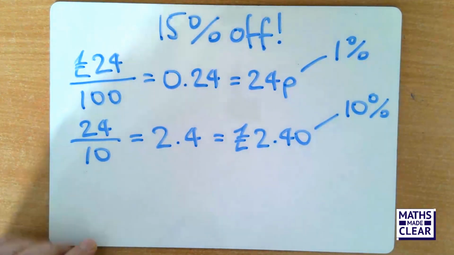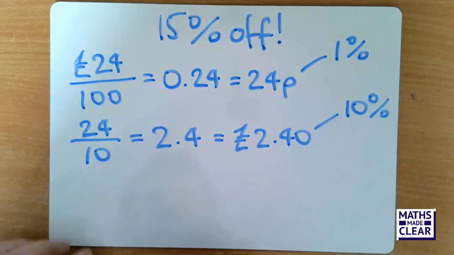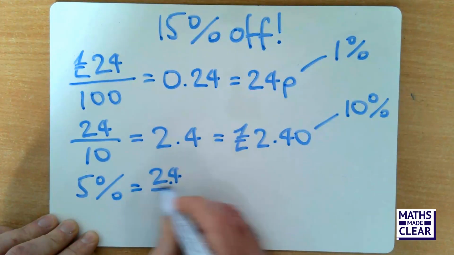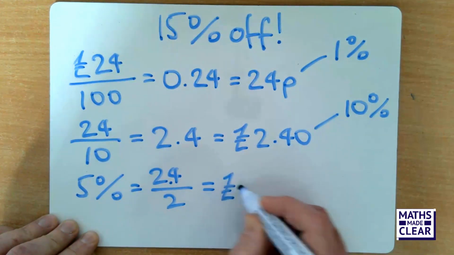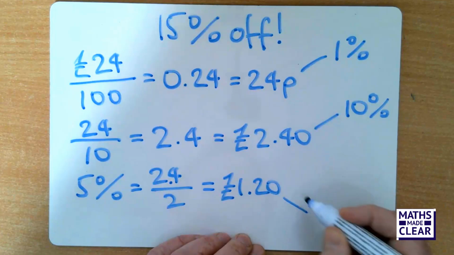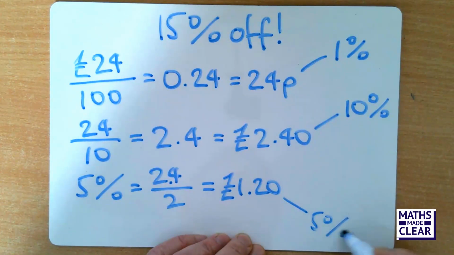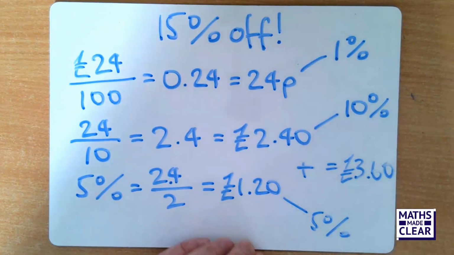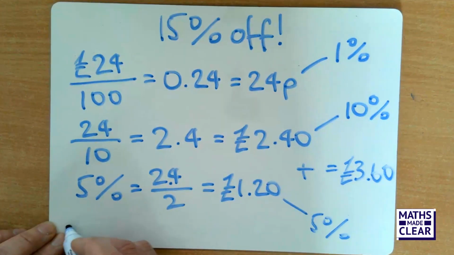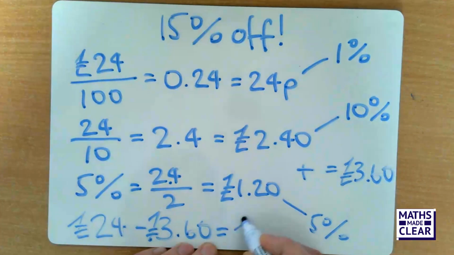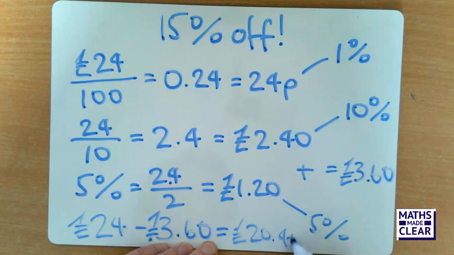Well, then I can work out what 5% is, because if I know that 10% is £2.40, then if I halve that, then I'll get 5%. So 5% will be £1.20. So then if I add that together, my £2.40 and my £1.20, I'm going to get £3.60. So I'm taking £3.60 off my £24, which is going to leave me with £20.40. What a bargain.